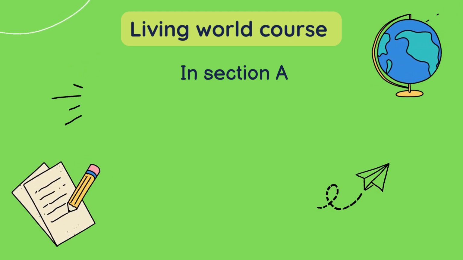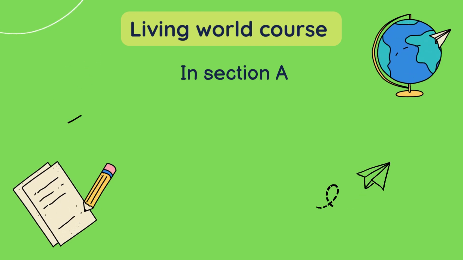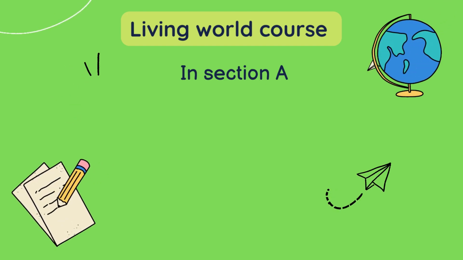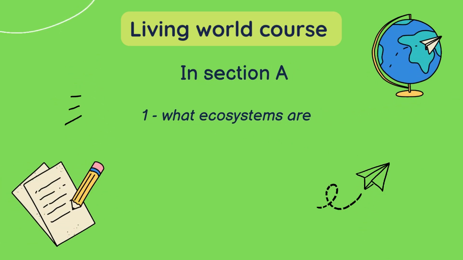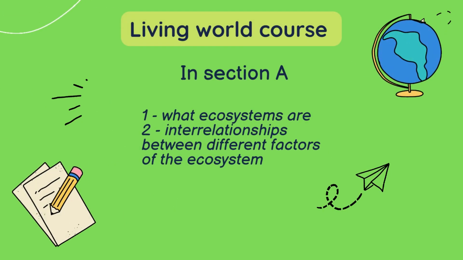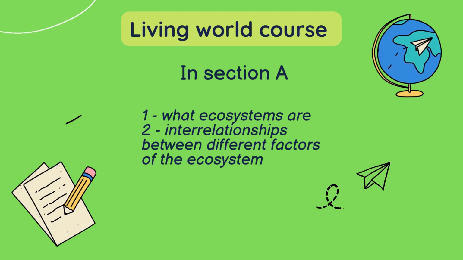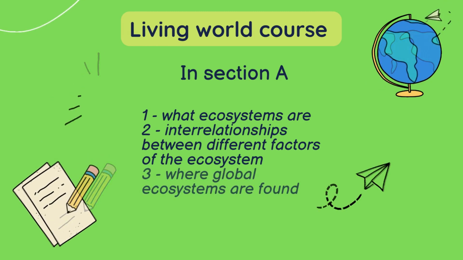This course is based on the living world topic. Now the topic will be split into three sections. In section A, we will cover what ecosystems are, interrelationships between different factors of the ecosystem, and where global ecosystems are found.